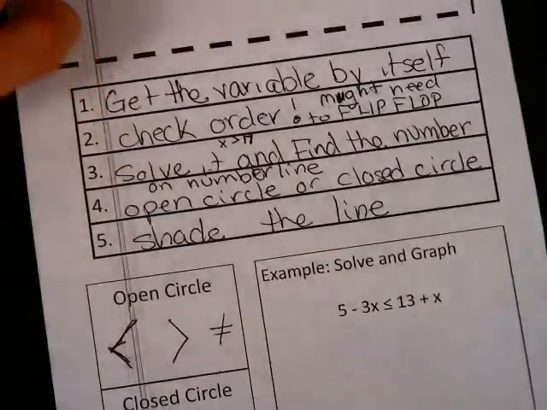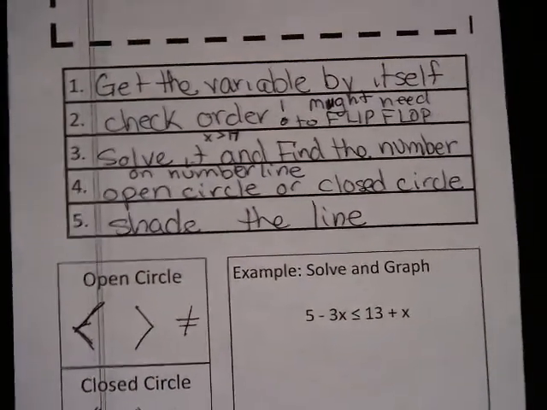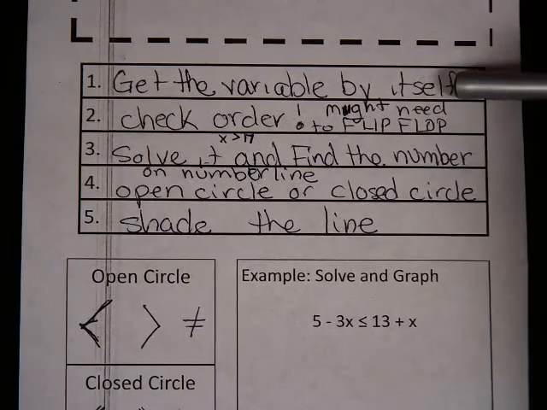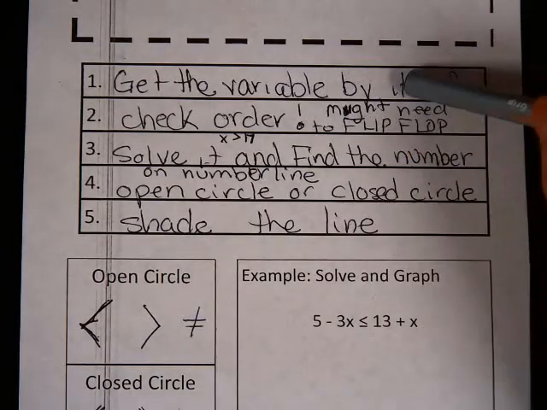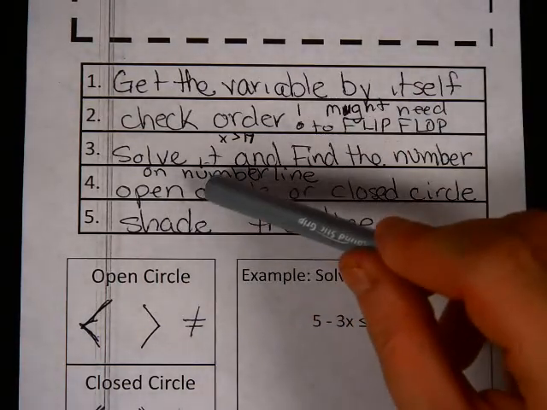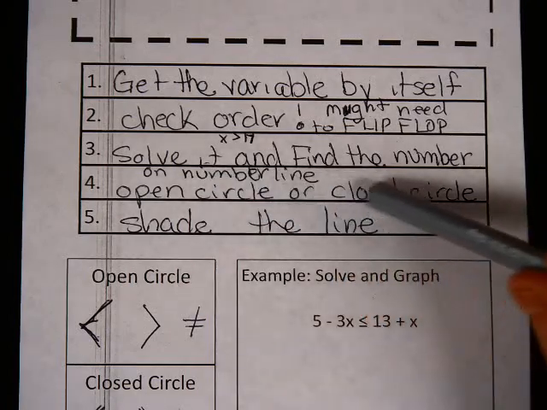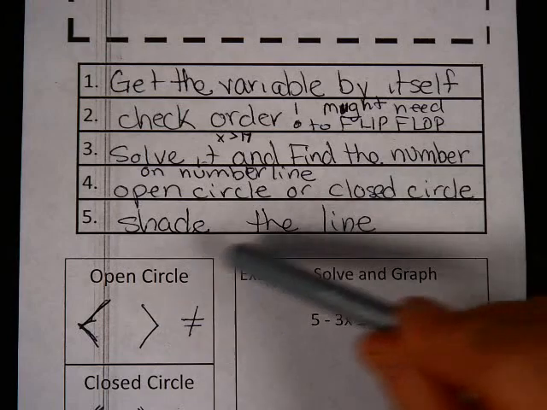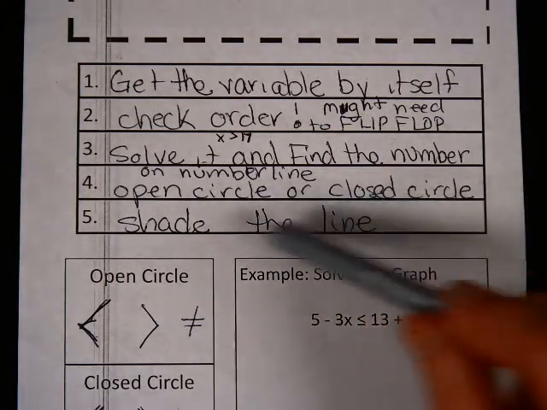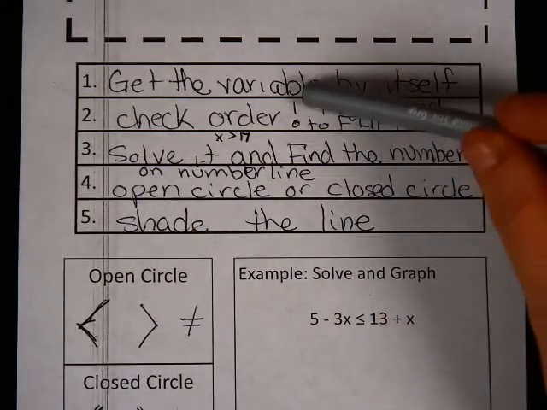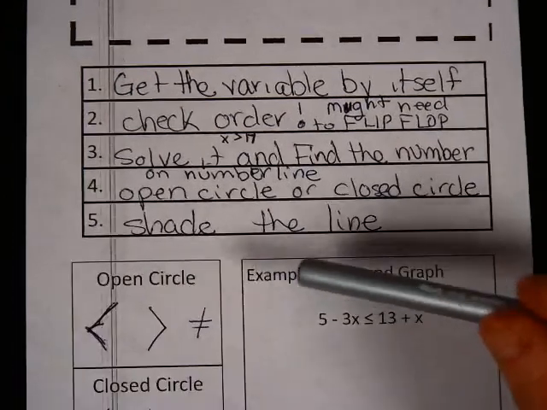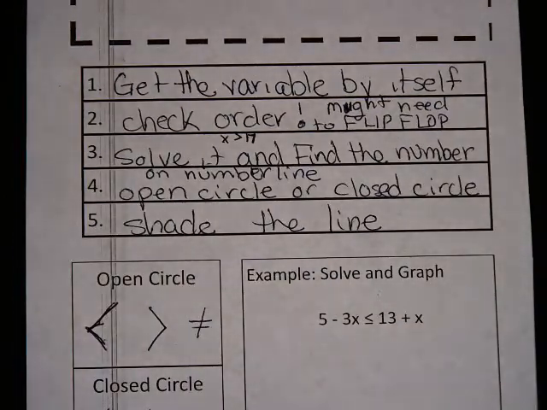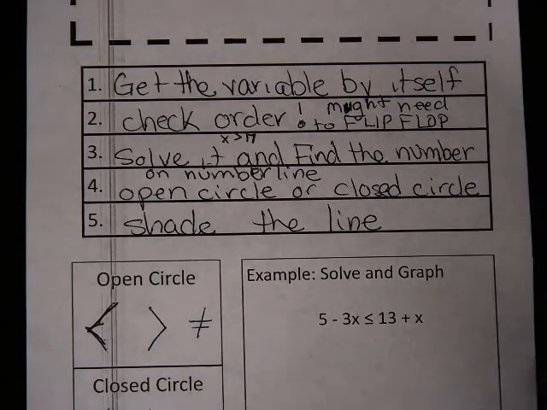Okay? Alright. I've kind of taken this in pieces. We have solved equations, so we have done this. And then today we practice finding the number, open circle, closed circle, and shading the line. Now we're just going to put them all together. We've already done so many of the pieces. Now let's just do it.